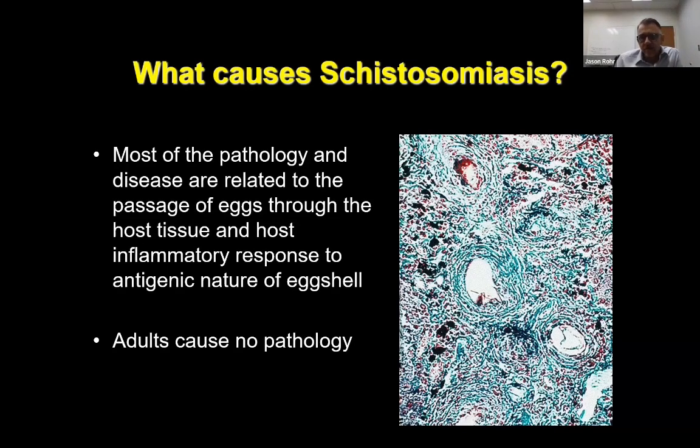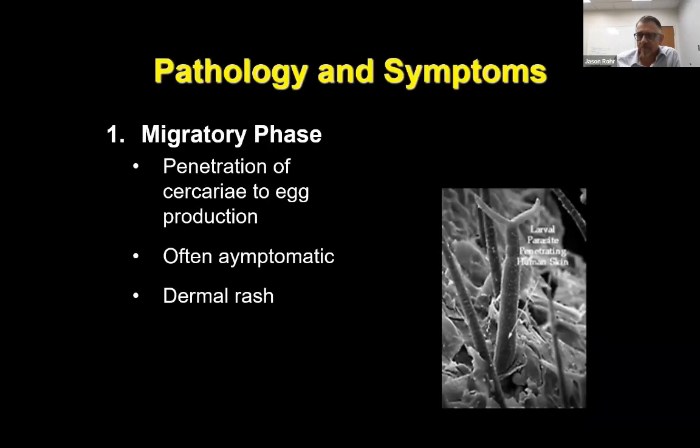Most of the pathology is associated with the inflammatory response to the antigenic nature of the eggshell. The adults actually don't cause any pathology at all. As you heard in the video, they're under the radar of the immune system. They actually coat themselves with lipoproteins of the host, so they're not detected by the immune system.